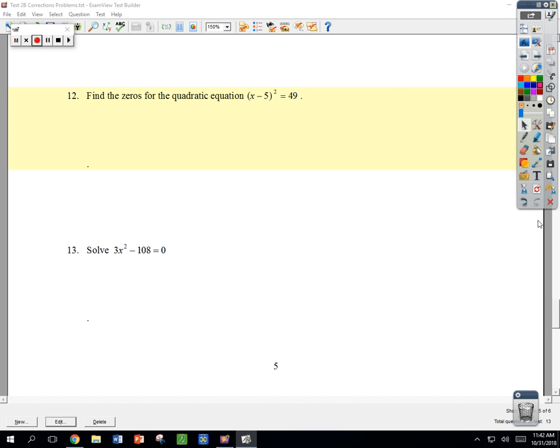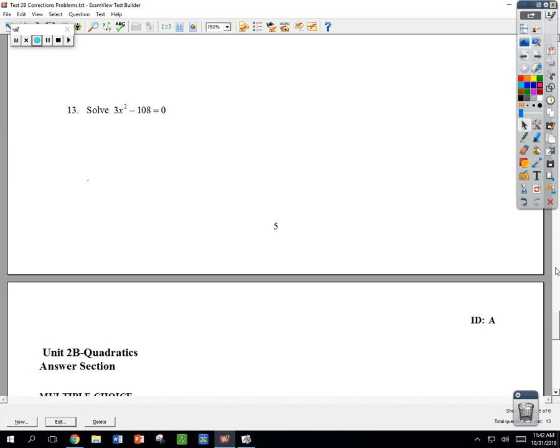Same thing on number 13. I could use the quadratic formula, but again, I could just use the square root method and solve for x. So I'm going to add 108. And when I do that, I get 3x squared equals 108. Divide by 3 this time because 3 is not being squared, so I can move it. And I get x squared equals 36. Take the square root of both sides, and I get x is equal to plus or minus 6.